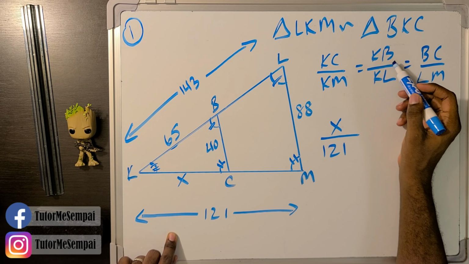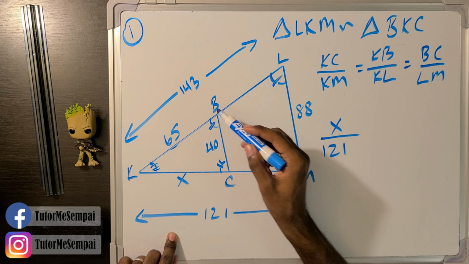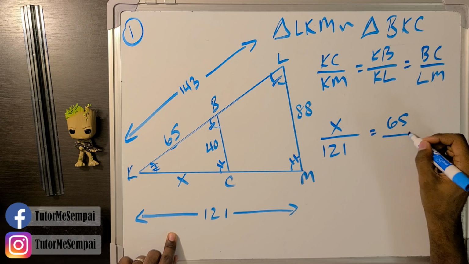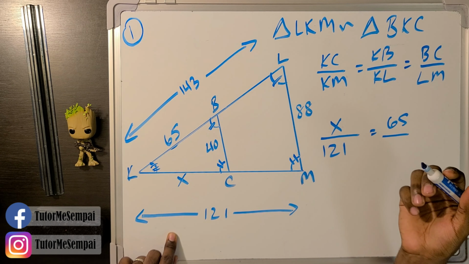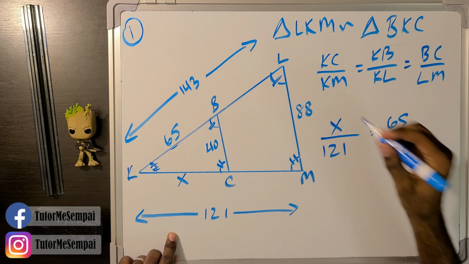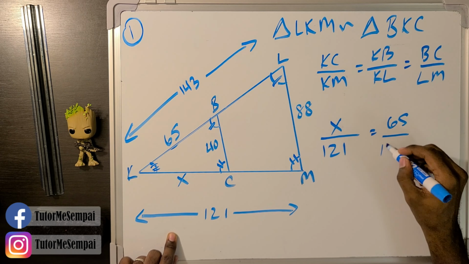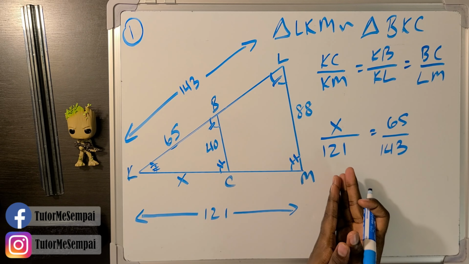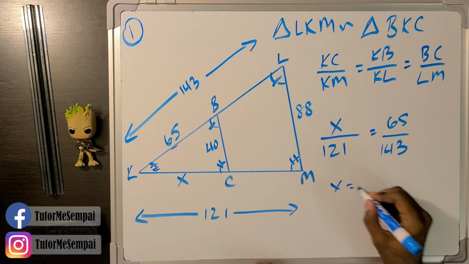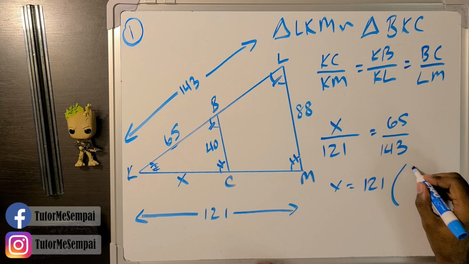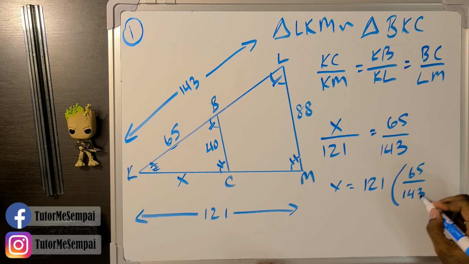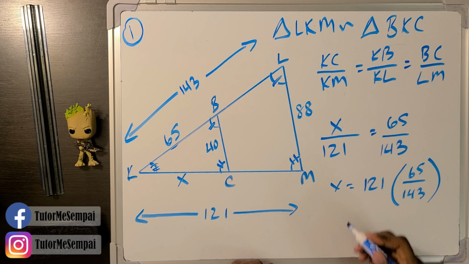So let's choose this KB over KL. KB is going to be 65, and KL is going to be what? Well, KL is this whole big side here, so that's 143. Now you can simply cross multiply or just multiply both sides by 121 to get X by itself. If you do the cross multiplication, you have to do an extra step anyway, so you might as well just multiply both sides by 121 to get X equal to 121 times 65 over 143. You can plug that into your calculator to get that X is going to be 55.